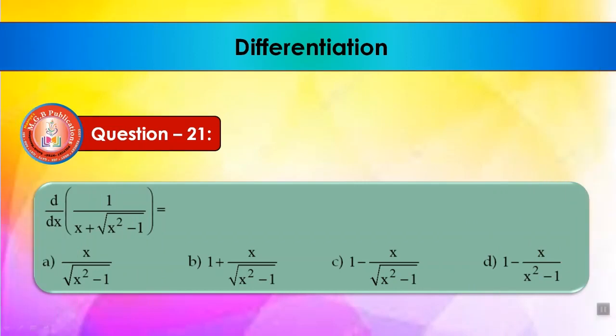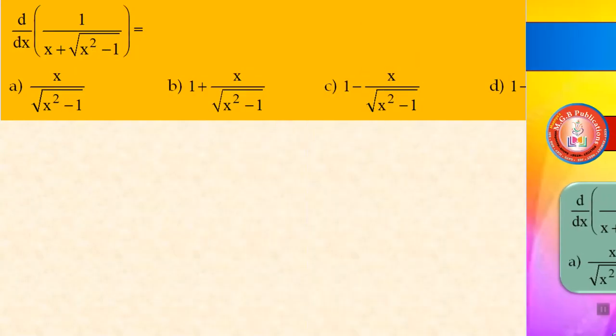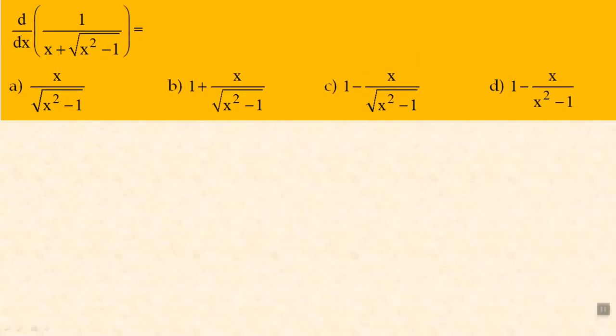Students, see the question number 21. Read the question and write it. The question is d by dx of 1 by x plus square root of x square minus 1 is equals to. Options are x by square root of x square minus 1, 1 plus x by square root of x square minus 1, 1 minus x by square root of x square minus 1, 1 minus x by x square minus 1. Let us find this.